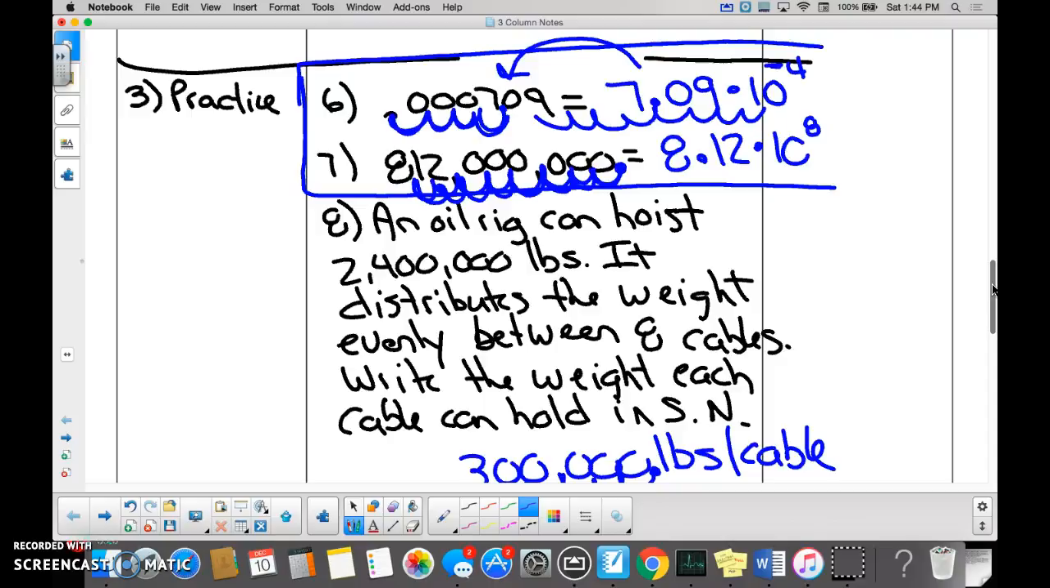But it's actually good because this mistake has been made a lot on final tests and quizzes. 8.12 times 10 to the 8th means we're moving the decimal point 8 places to the right to give us the value of 812 million. So hopefully that makes sense and I didn't mess you up too much.